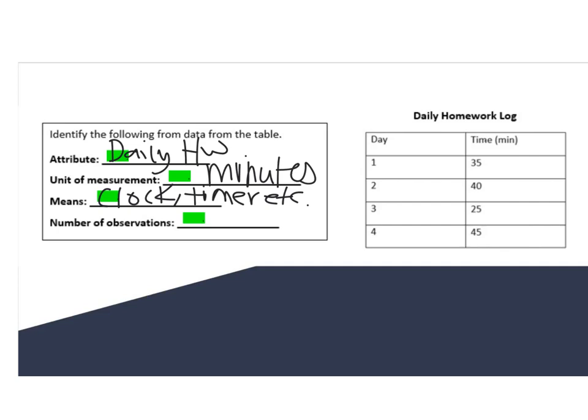And then the last one is the number of observations. So that's basically the number of times this measurement was collected, or how many times they collected data, and that was 1, 2, 3, 4. Okay, so we have 4 data points here. So the number of observations would be 4. All right, let's do another one together.